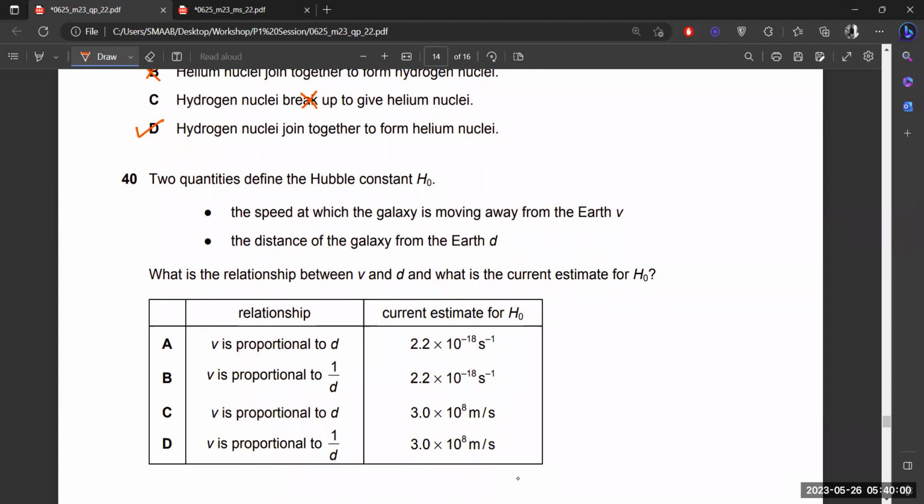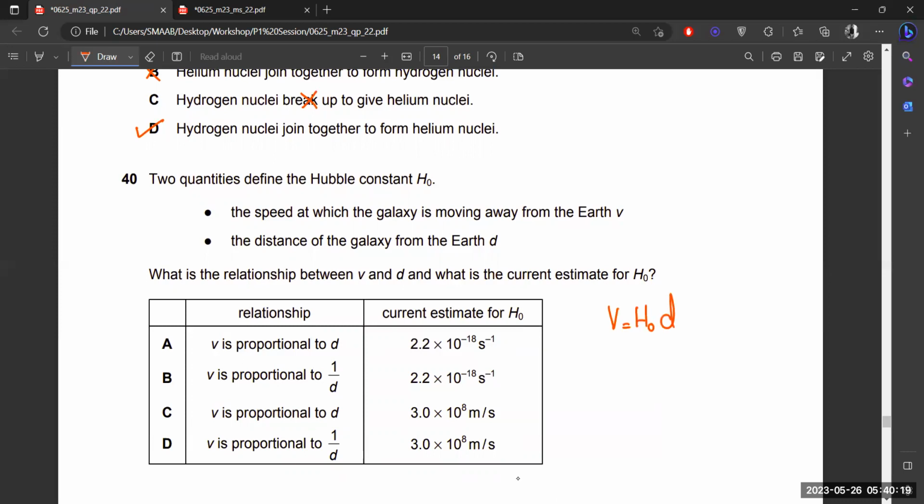Two quantities define the Hubble constant H naught: the speed at which the galaxy is moving away, v, and the distance of the galaxy from the Earth, d. What is the relation between v and d? That is related to Hubble's law, and Hubble's law is very simple. V is equal to H naught d.